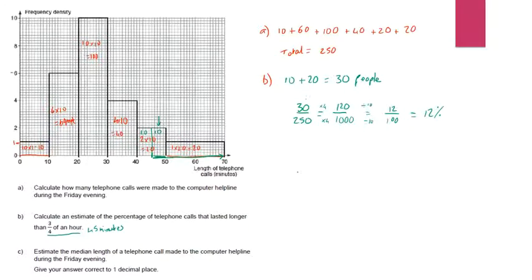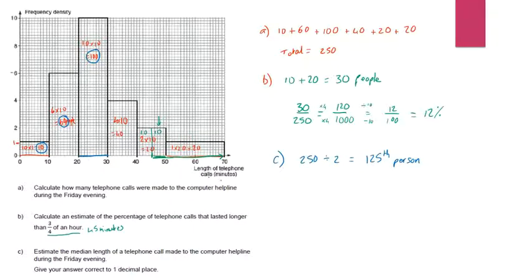And for part C, it's asking us to estimate the median length of a call. If 250 people make calls, then the median would be in the middle, so that would be where the 125th person in order would appear. We know we've got 10 people in the first bar, 60 people in the second bar. So altogether that's 70. And then we've got this 100, so altogether that's 170.